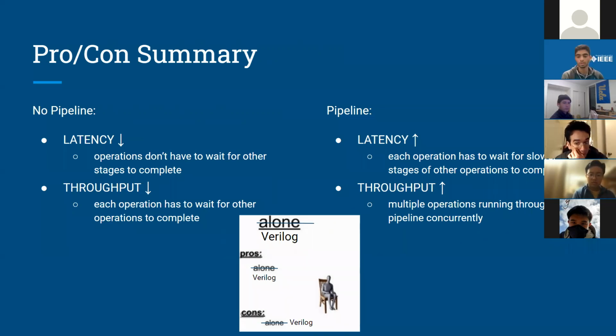Your throughput, though, is lower, because if you have multiple things you want to run, you have to wait for each one to finish. Every operation has to finish before you put a new one in, instead of just doing pieces of that operation side by side.